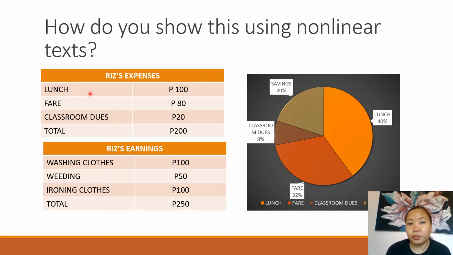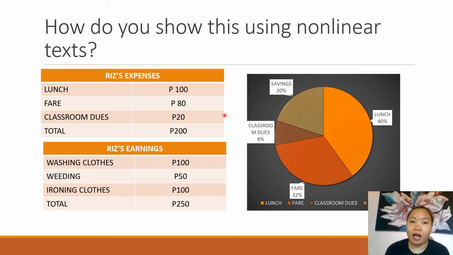So I just put them on a table, and on the other side, the amount, how much she spent, and then I total it. So just by looking at the table, we already know what Ris's expenses are. I can also make a table using Ris's earnings. How does she earn her money every weekend? So you have washing clothes, weeding, ironing clothes, and then the amount, and then the total.